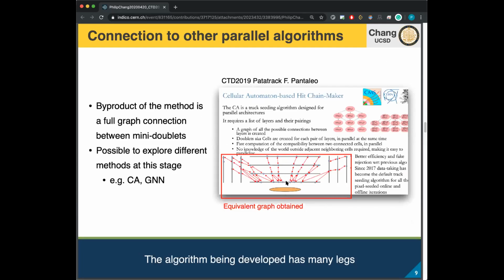And if you look at the bottom plot of the way that the hits are connected between them, this is sort of the basis of applying a graph neural network or using a cellular automaton method. Once the connections are built, you can either do it in a geometrical way with first principles, or you can also use machine learning if you want. And so this algorithm being developed has many legs, and I think will be very beneficial in the future.